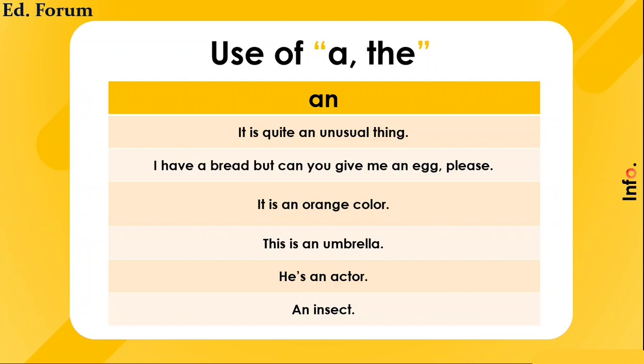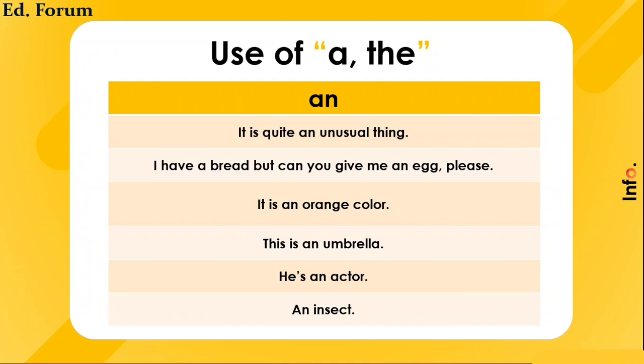In Urdu we have the alif sound. So that's called a vowel sound. Like this. Okay, let's read the first sentence. It is quite an unusual thing. So we are putting an over here: an unusual thing.